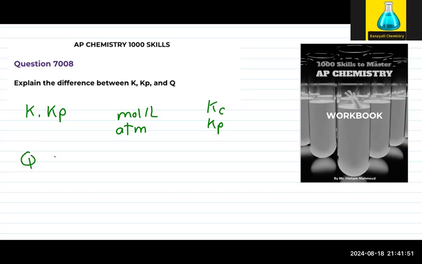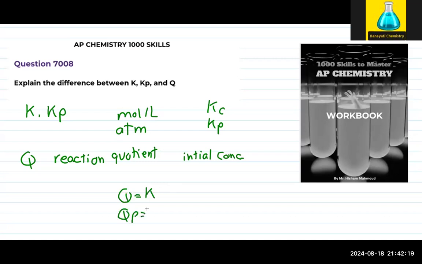The Q is called the reaction quotient. It is determined the same way as K and Kp, but instead of the equilibrium concentrations, I use only the initial concentrations to find the value of Q. So when we compare Q to K, when Q is equal to K, or Qp is equal to Kp, this means that we are at equilibrium. But if Q is not equal to K or Kp, this means that it is not at equilibrium.